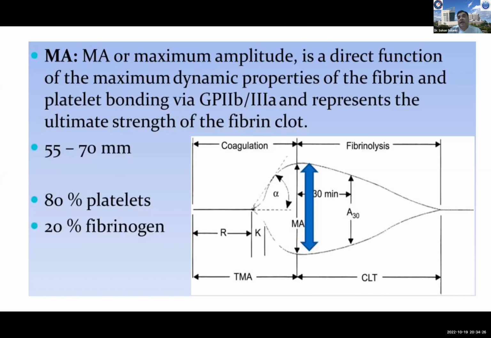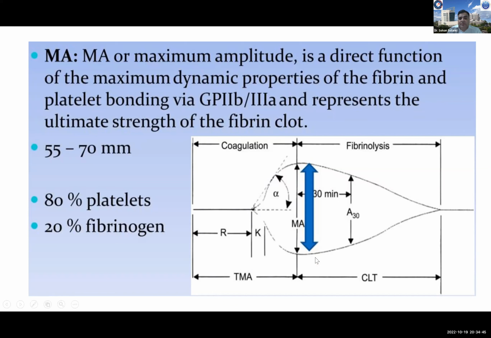Then comes the MA. MA is the maximum amplitude, so it is a function of the platelets. It will show you the maximum dynamic properties of the fibrin and the platelet bonding by the GP2B3A, and it represents the ultimate strength. So the clot strength is determined by the MA, the maximum amplitude. So this is the MA.